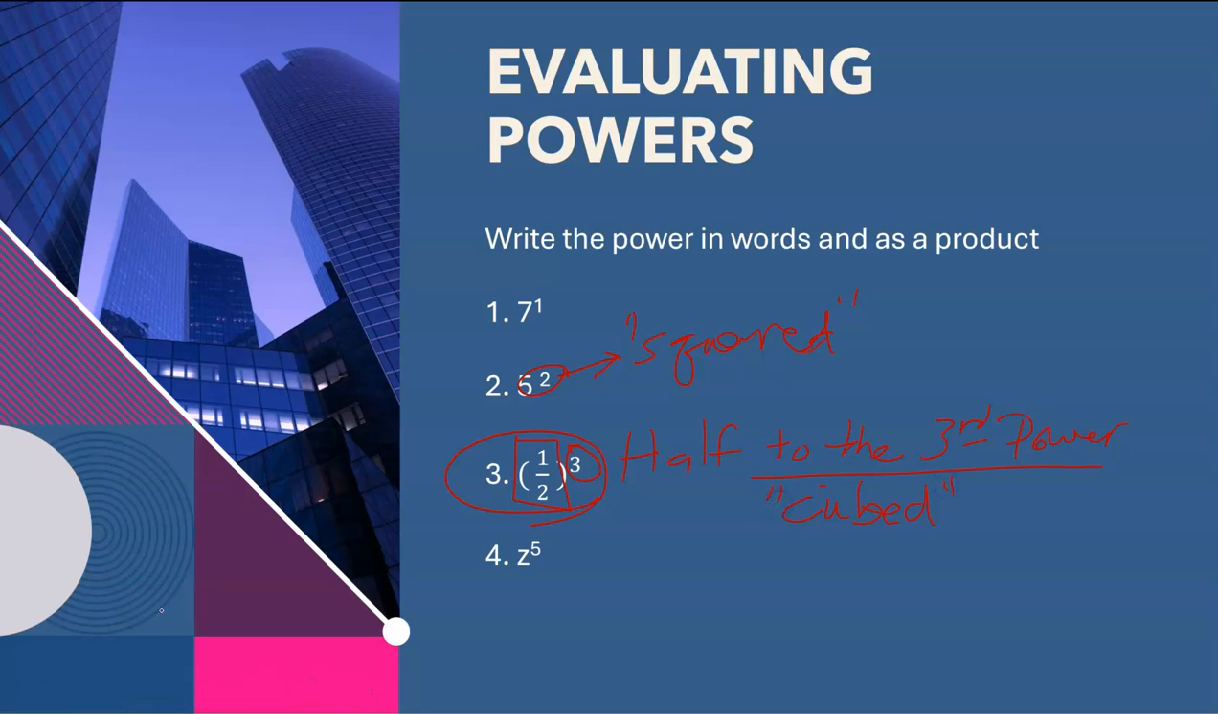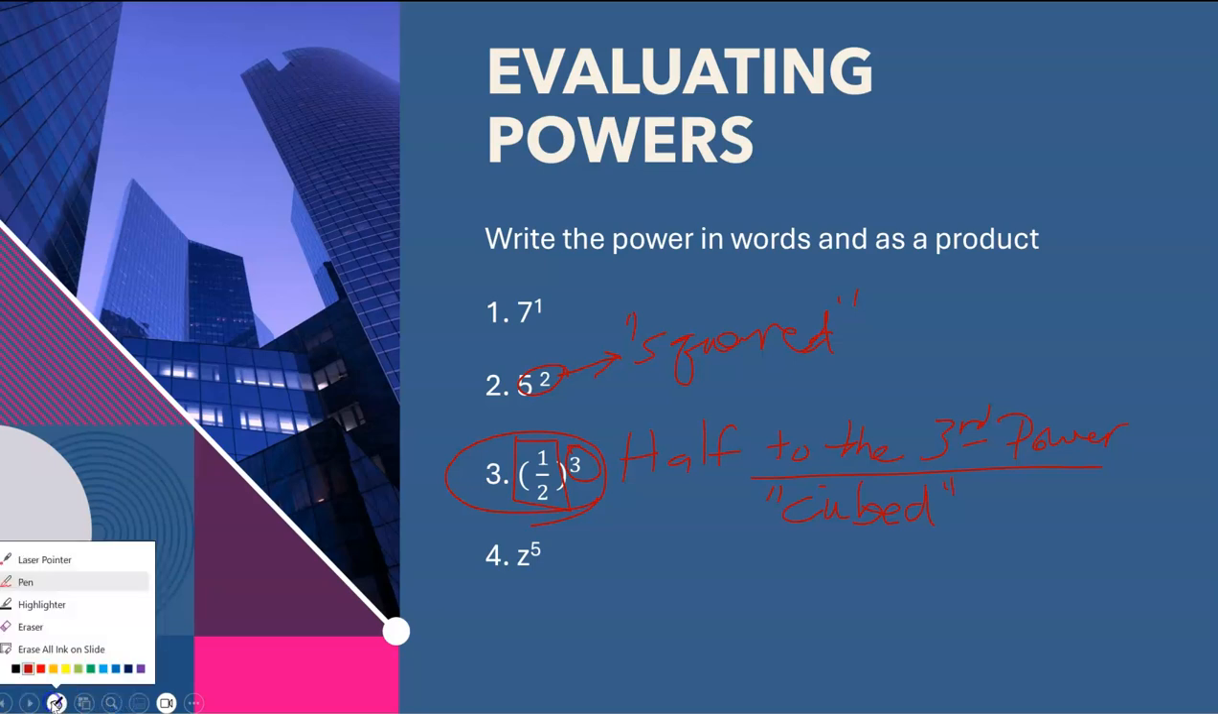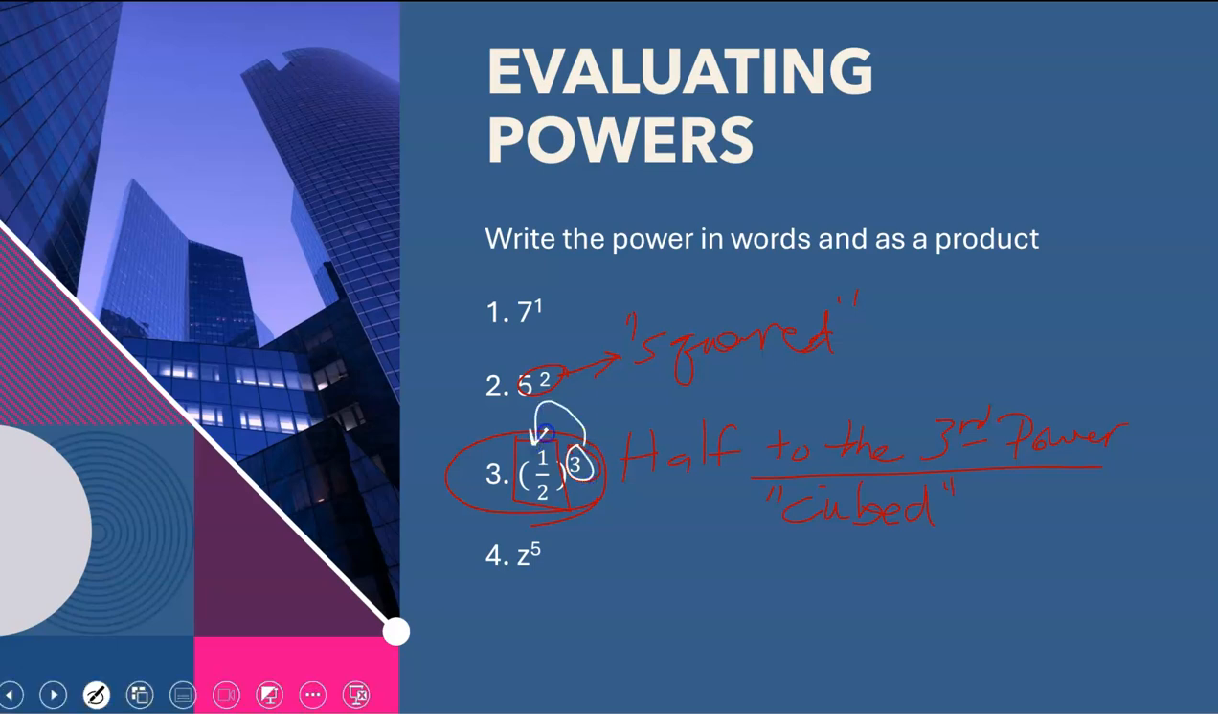Again, that exponent is telling us how many times that base occurs. So there are 3 1/2s, like so, all being multiplied together as a product of numbers.